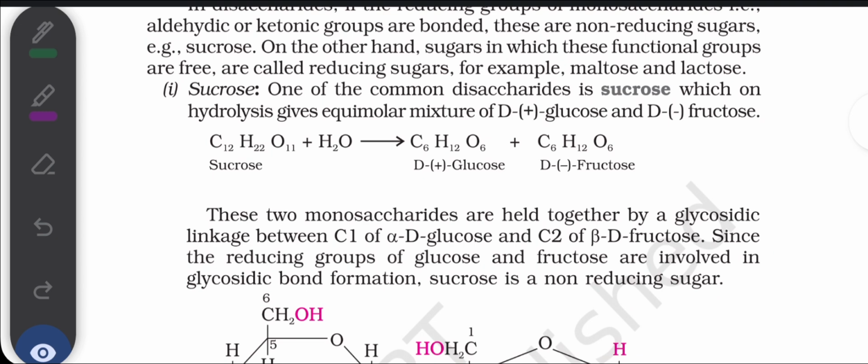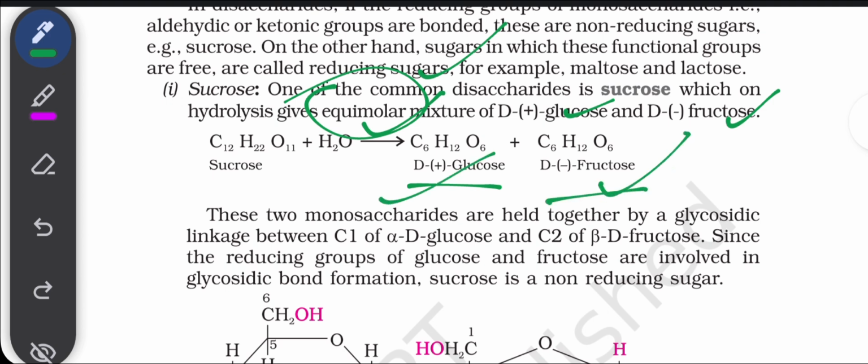Okay, one of the common disaccharides is sucrose, which on hydrolysis gives an equimolar mixture of glucose and fructose. Equimolar, aims PYQ that it is like unequal. So no, it is equimolar glucose and fructose. Fructose is levorotatory and glucose is dextrorotatory, and sucrose is also dextrorotatory. These two monosaccharides are held together by glycosidic linkage between C1 of alpha D glucose and C2 of beta D fructose.